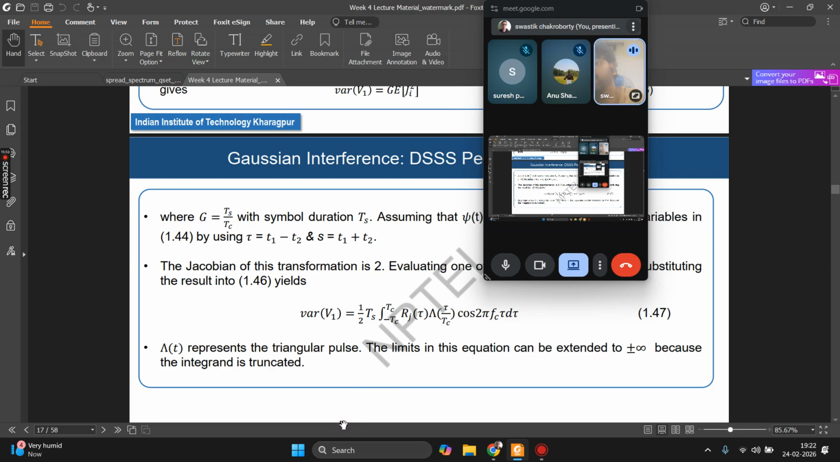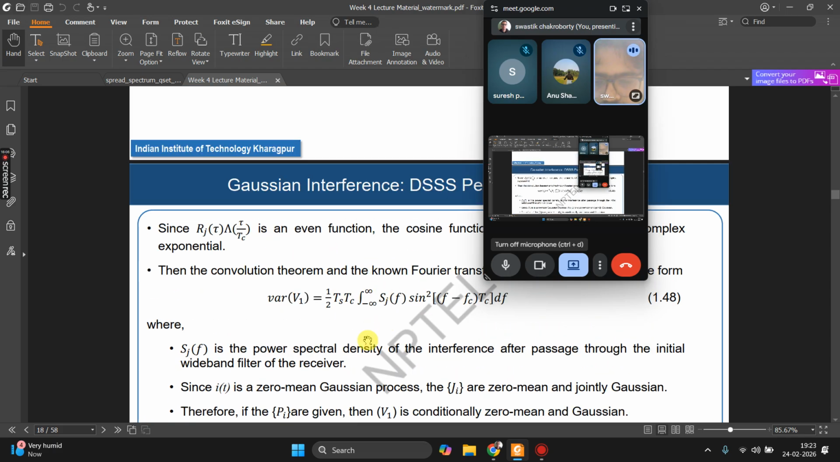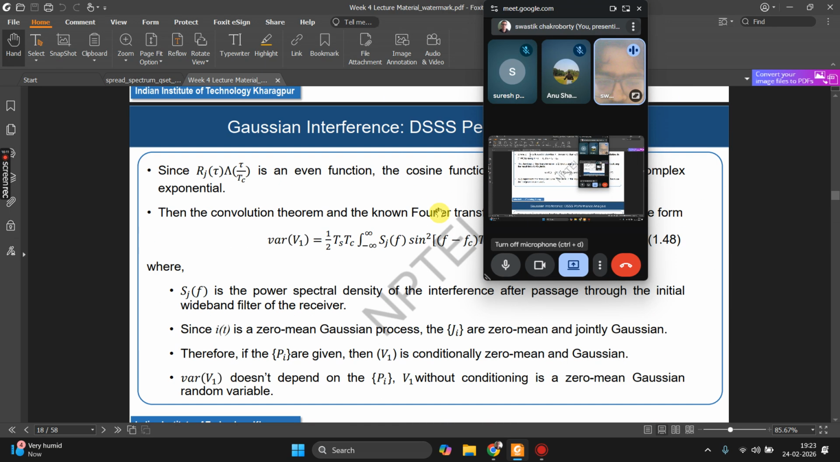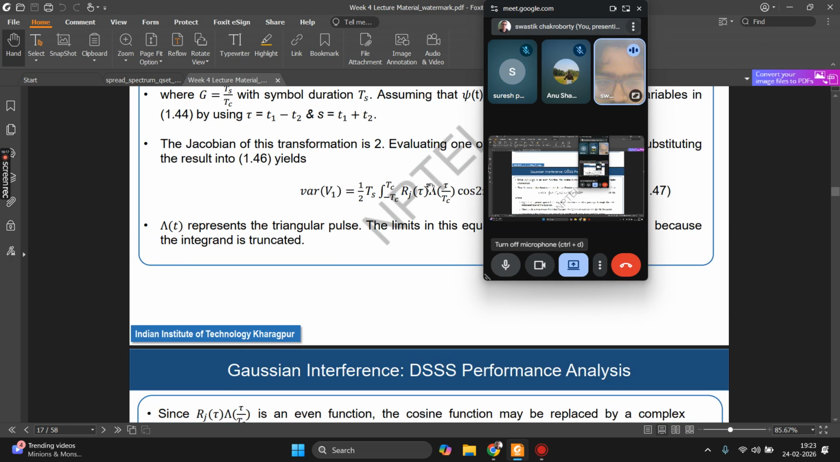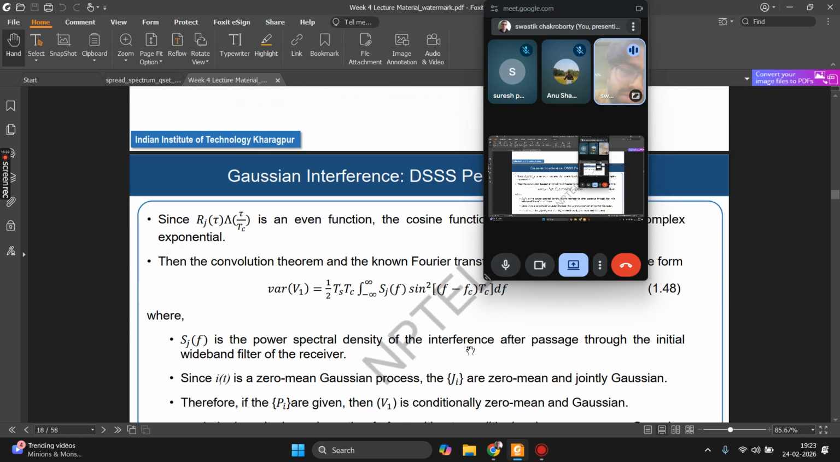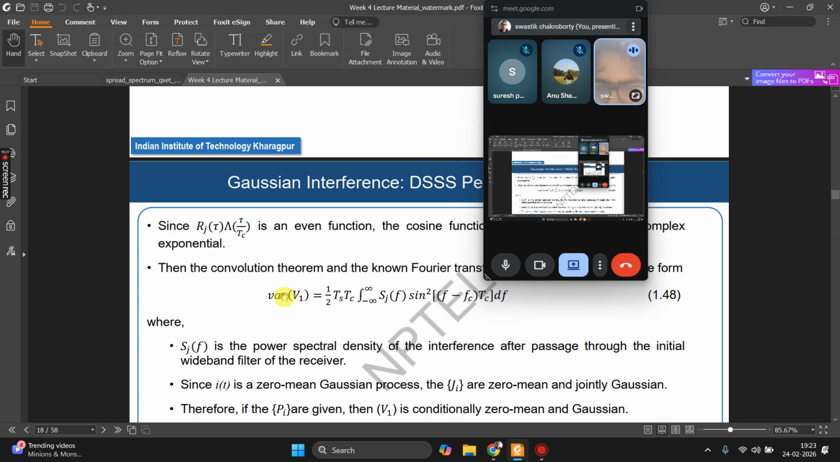Basically from tc to infinity and from minus tc to minus infinity, the integrand is 0. So extending the limit up to there does not change the value of the integration. So you can just change to minus infinity to plus infinity, and you take the Fourier transform. The Fourier transform of the autocorrelation gives the power spectral density, and the triangular Fourier transform will give you this thing. So finally the variance in the frequency domain is this.